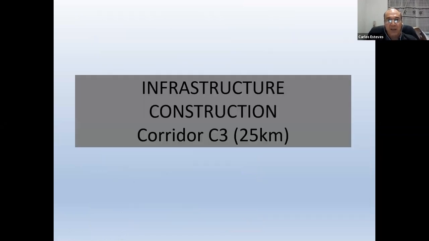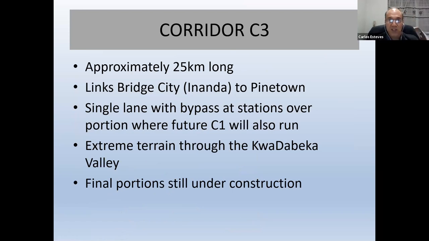Just quickly, we did the 25 kilometer corridor C3 linking Pinetown to Prince City. That's from Pinetown to Nanda, roughly. It's a single lane with bypass at stations where the future C1 corridor runs. So that's more or less, for those of you who know the area, from Malandela through to Bridge City. There are four stations there bypassed because that's part of the future corridor C1 currently under construction.